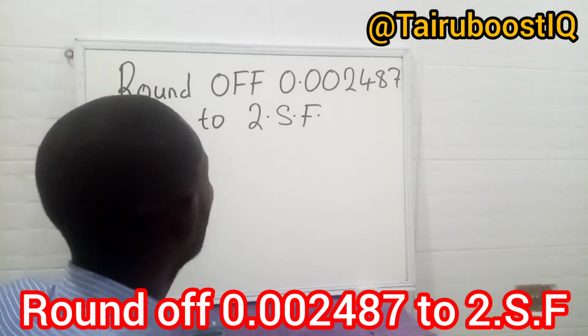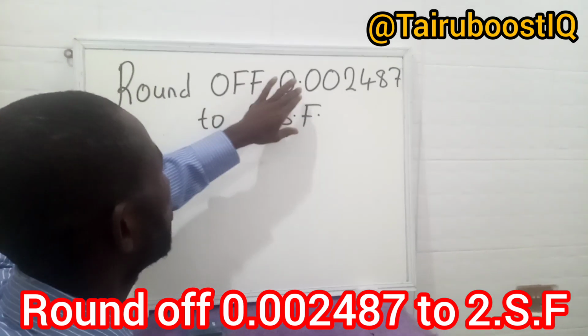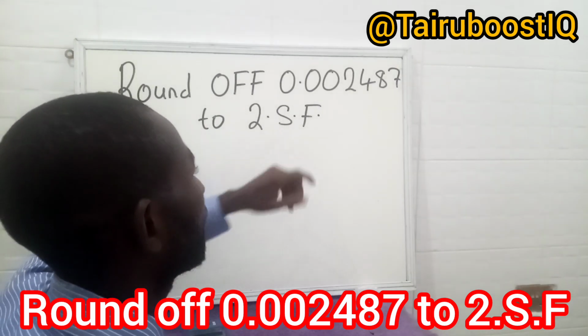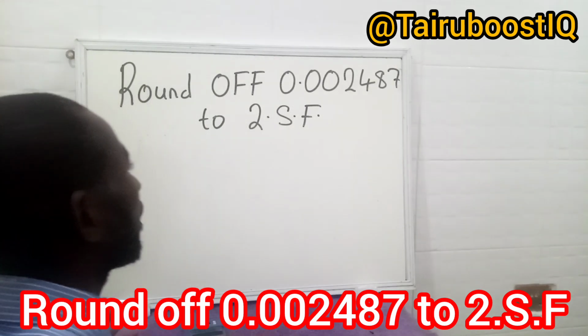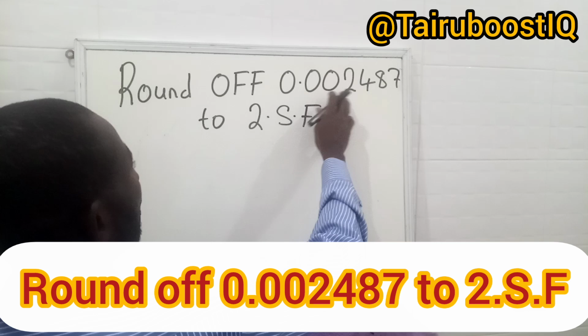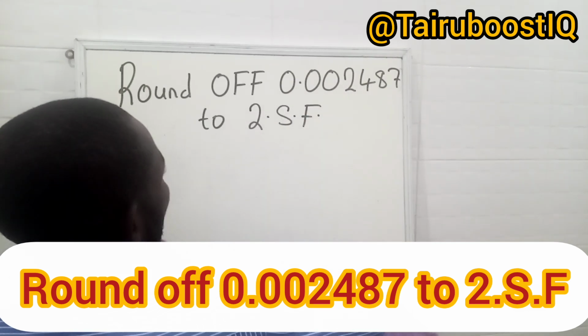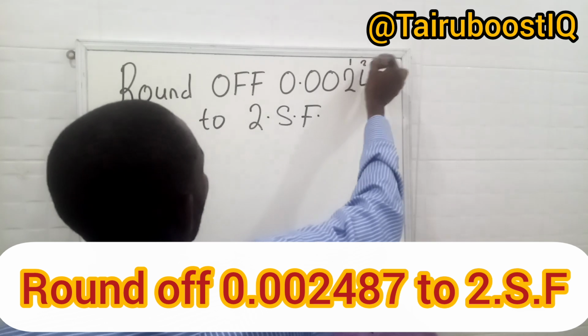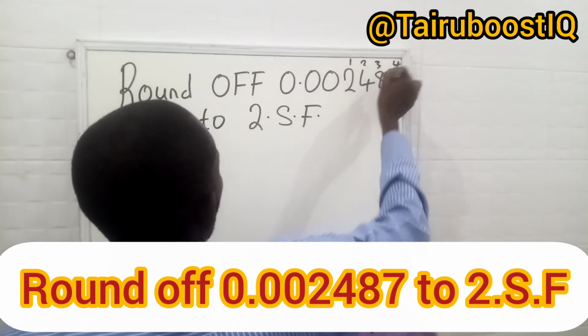In this video, we are asked to round up 0.002487 to two significant figures. When we talk about significant figures, the zeros that you are seeing in front of these are not significant. One starts from here, two starts from here, three starts from here, four starts from here.